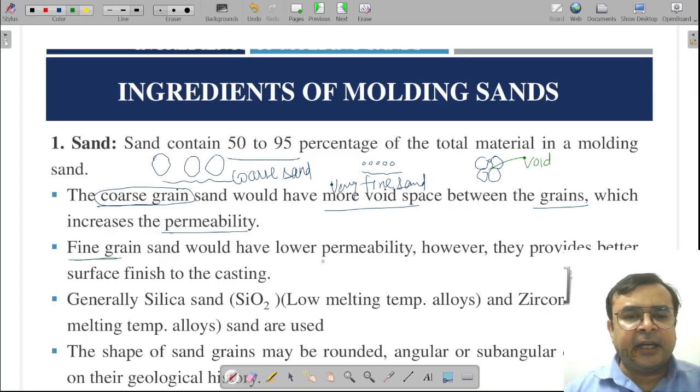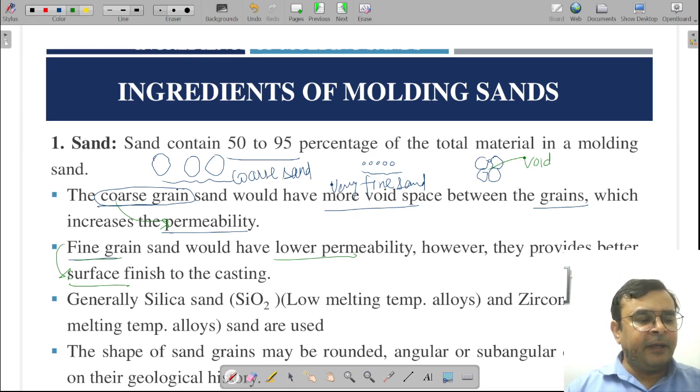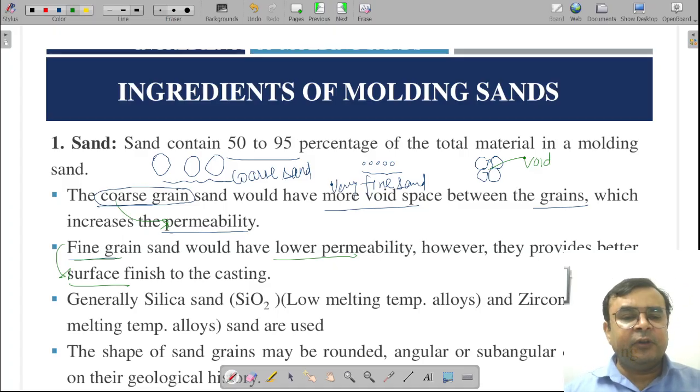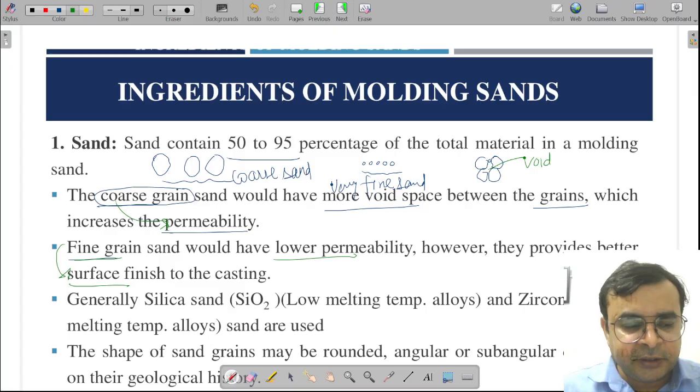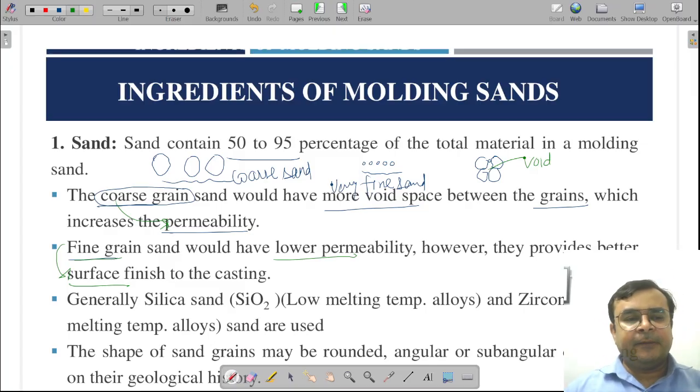the larger will be the permeability. While fine grained sand has lower permeability, however it has better surface finish. Is it right? Fine sand gives better surface finish, coarse sand gives better permeability. It means if you use very coarse sand, then you will get permeability, but the surface finish will be very poor. Similarly, if you use very fine sand, then you will get better surface finish, but the permeability will be very poor. So you need to compromise between permeability and surface finish. That's why we use an optimum size of sand, so that we get better surface finish as well as better permeability. Is it right?